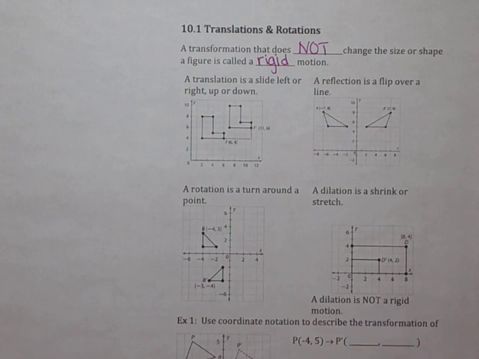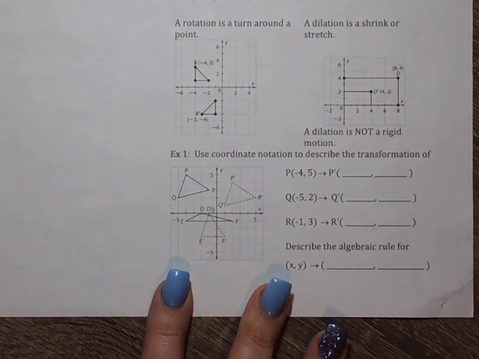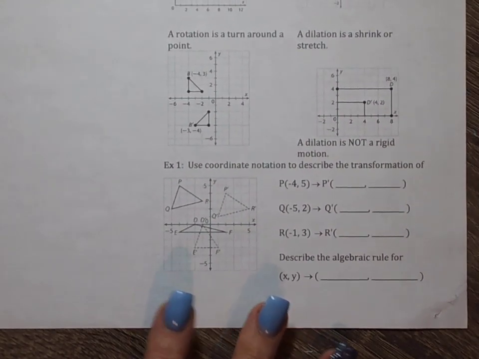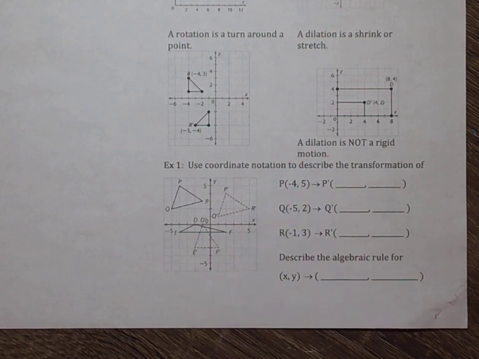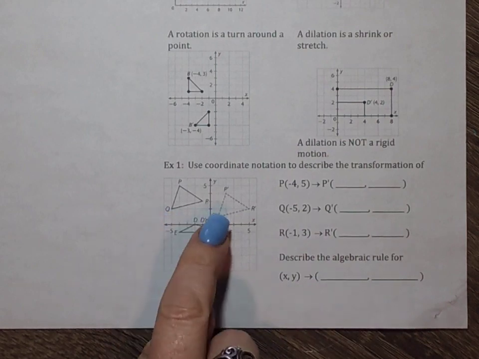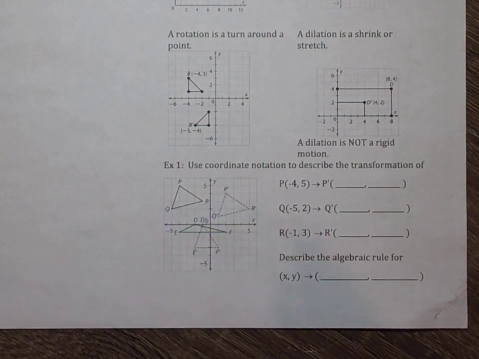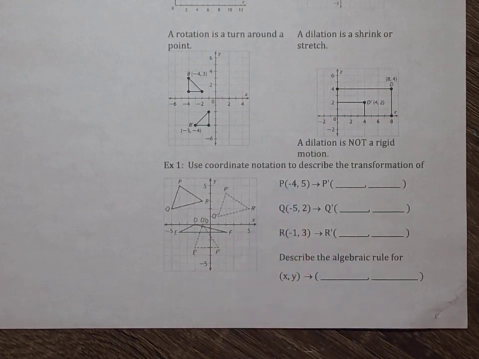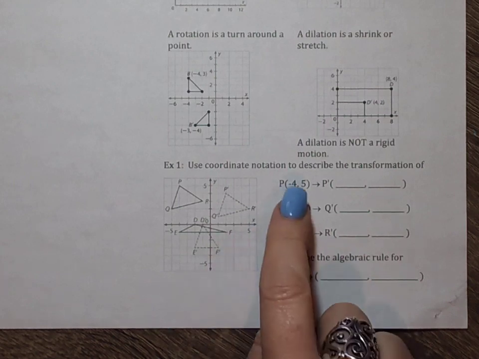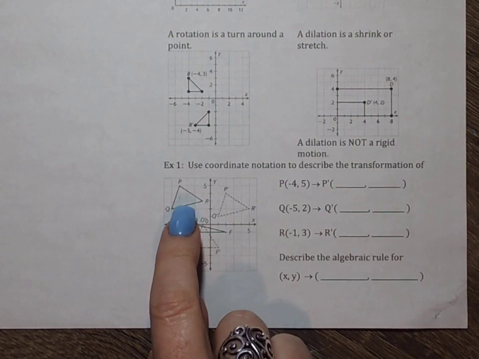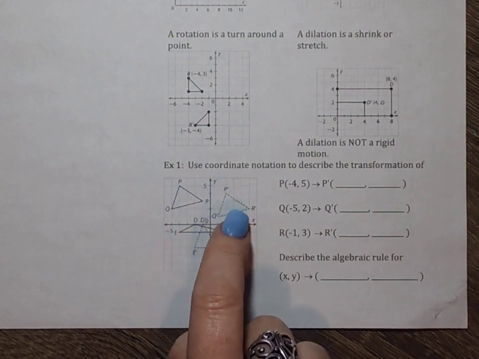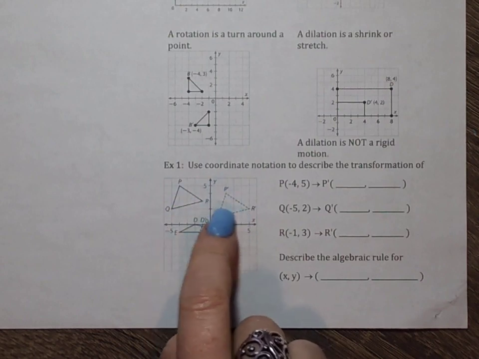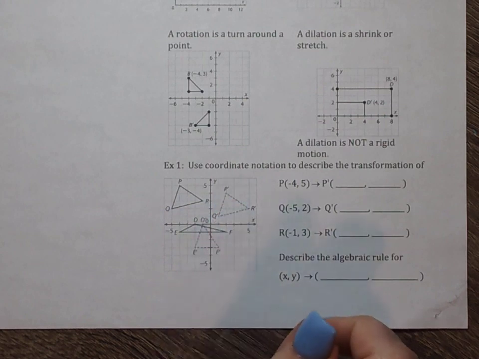All right, so let's jump down to example 1. We're going to use coordinate notation, which just means we're going to write it as a point to describe the transformation of these points here for these two triangles. If you look at our original, the original is the point P. That is our pre-image. After we do the transformation, which looks like we're just going to slide it over, it's going to be a translation.